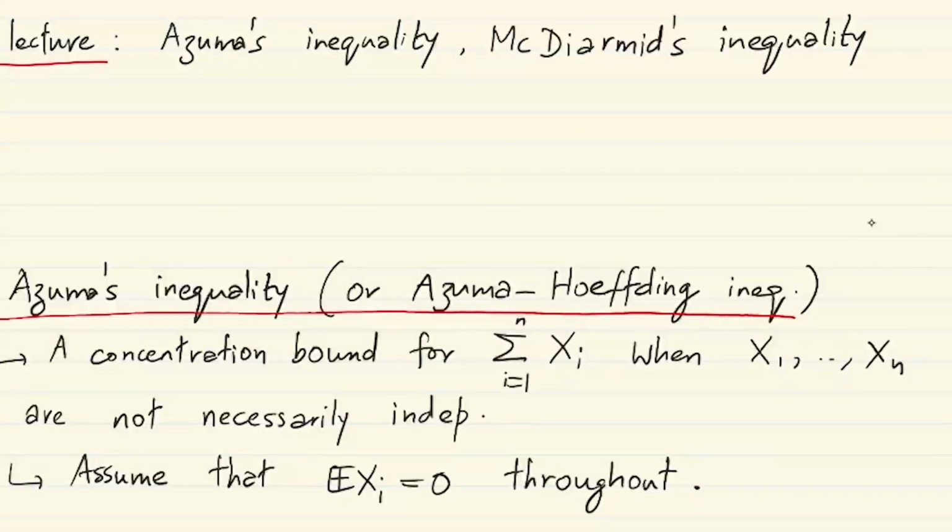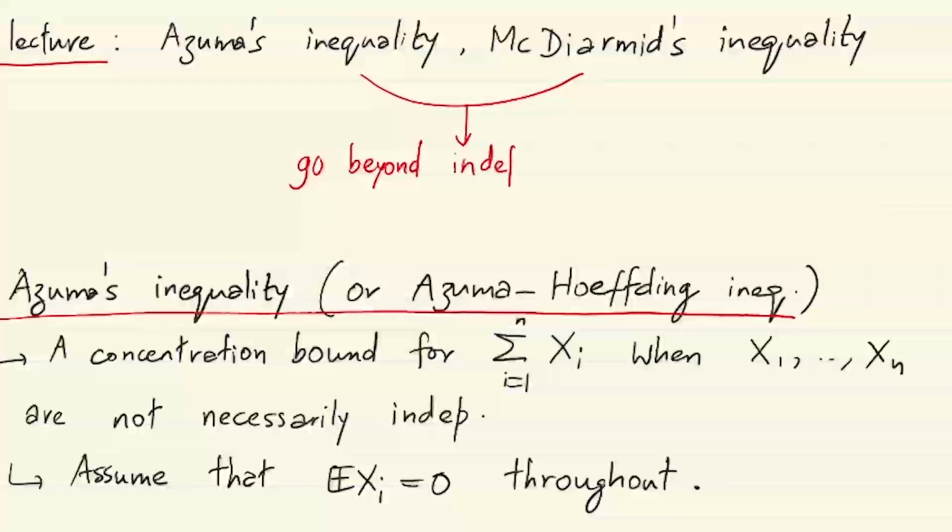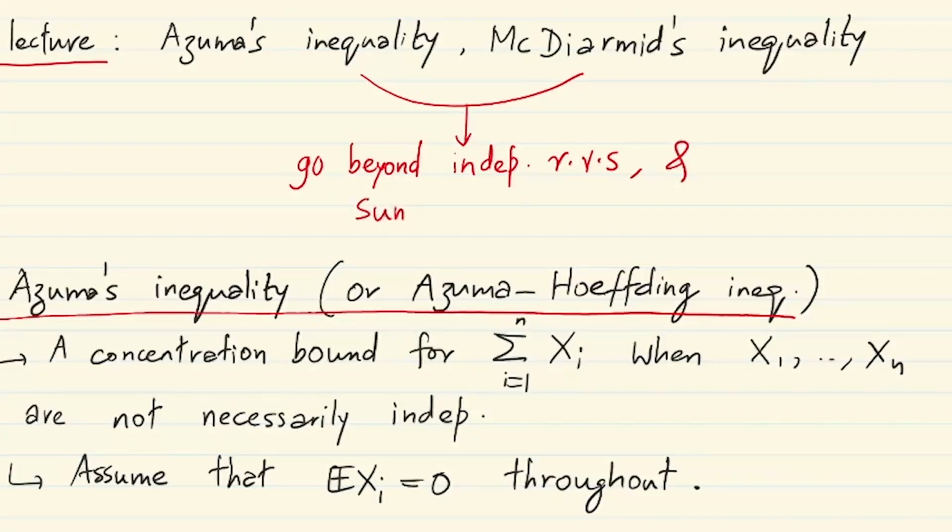Hi all, in this lecture we will prove two very useful concentration inequalities that help us go beyond independent random variables and functions that are just the sum of individual random variables. So we'll be able to go beyond just summing random variables and controlling the deviations. These are called Azuma's inequality and McDiarmid's inequality.